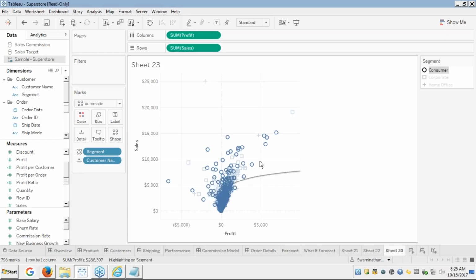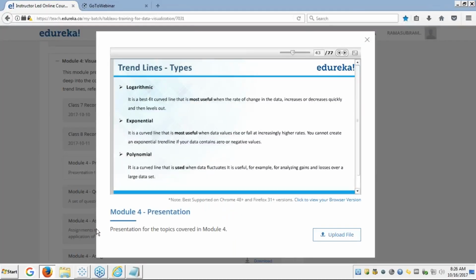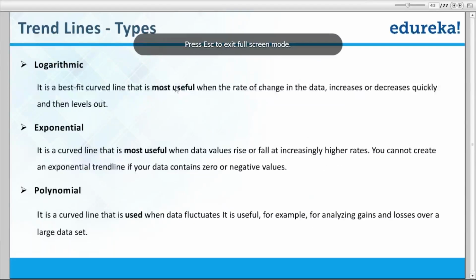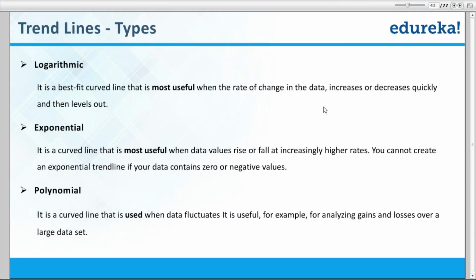Okay. So when to use the linear model? When to use the linear model and other models, we'll just see that in a while. For example here, the logarithmic model is best fit and most useful when the rate of change in the data increases or decreases quickly.